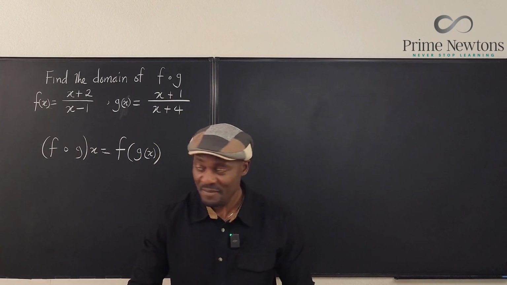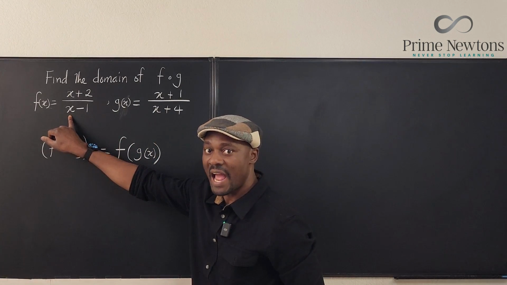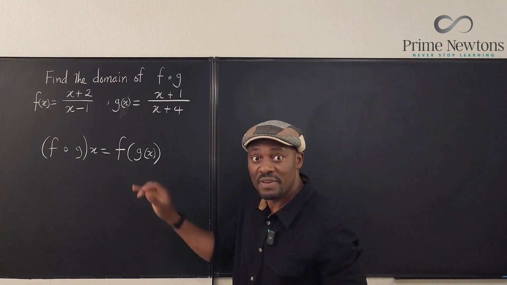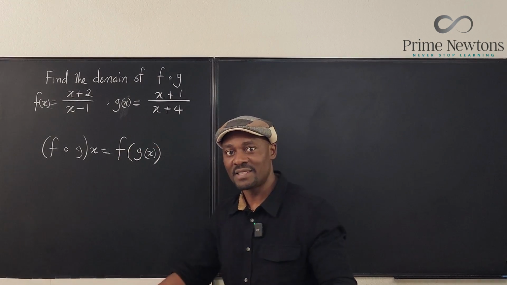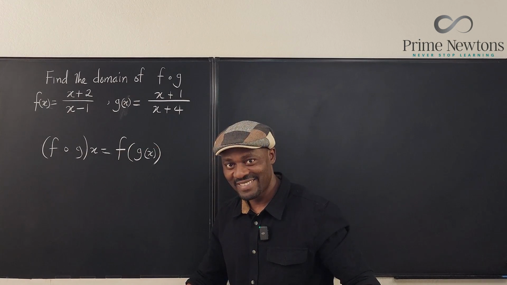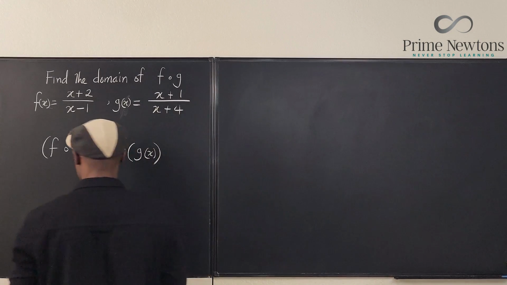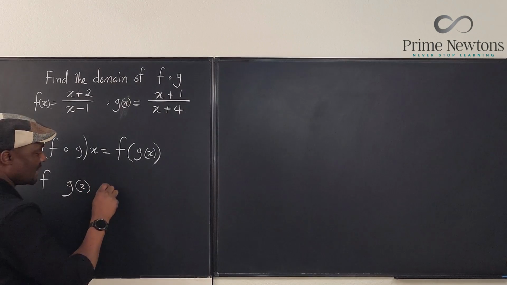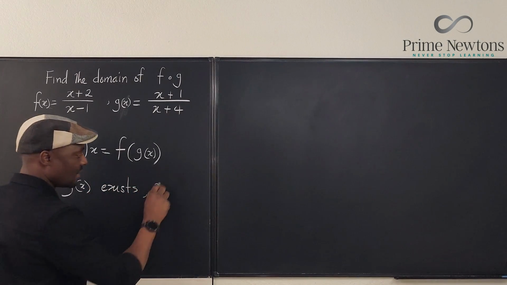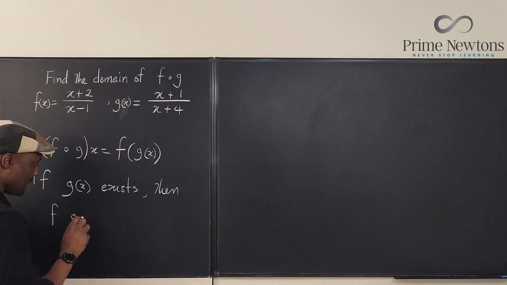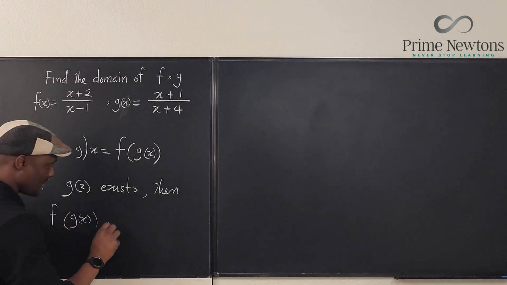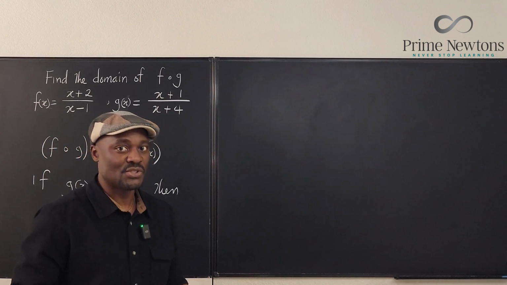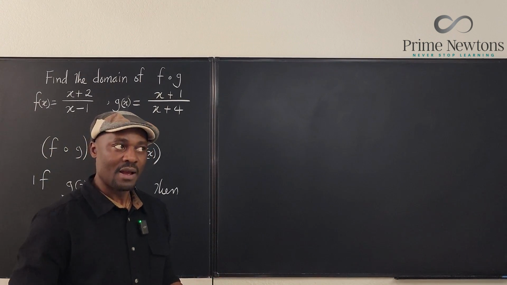Let me say that again. Do not worry any longer about x, because the new input of f is not x, it is g of x. So as long as g of x is okay, f of g of x is going to be fine. You get that? Okay, so let's see. What is f of g of x? If g of x exists, then f of g of x is, let's just say okay, because we still have to consider the final picture to see if x comes back.